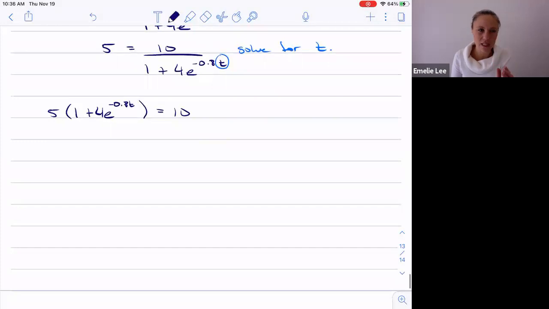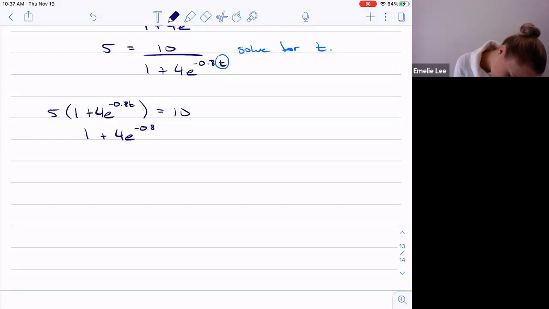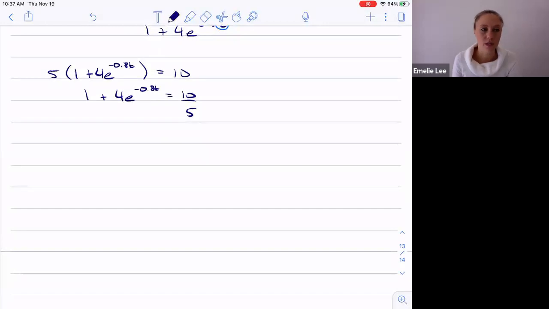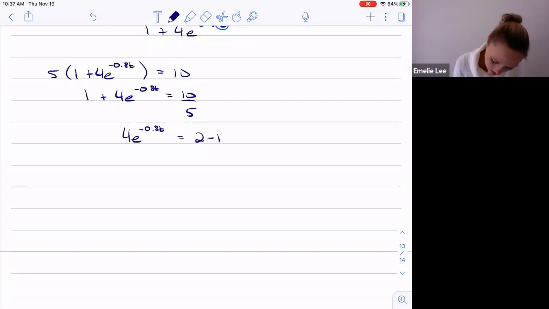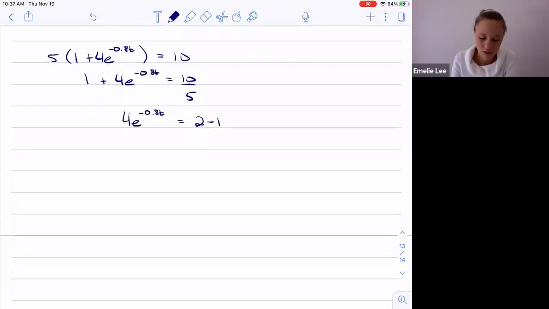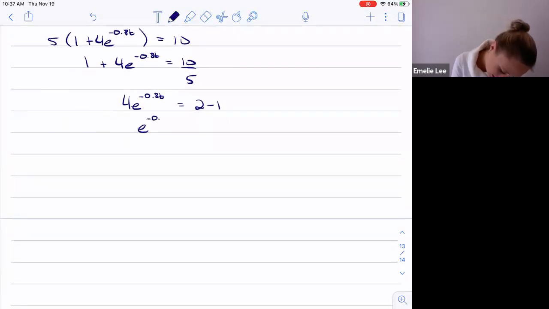Okay, so I'm isolating t, I'm kind of picking away at it. So I get 1 plus 4 e to the negative 0.8 t is 10 divided by 5, which of course is 2. If I do 2 and then subtract 1, I get 4e to the negative 0.8 t is 2 minus 1. I'm trying to get the exponential on its own, so I have to divide both sides by 4, so I get e to the negative 0.8 t is 1 divided by 4.